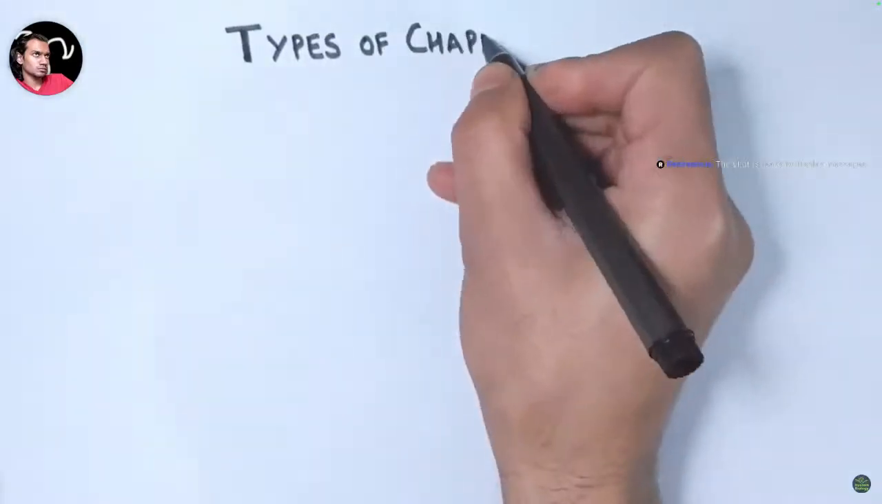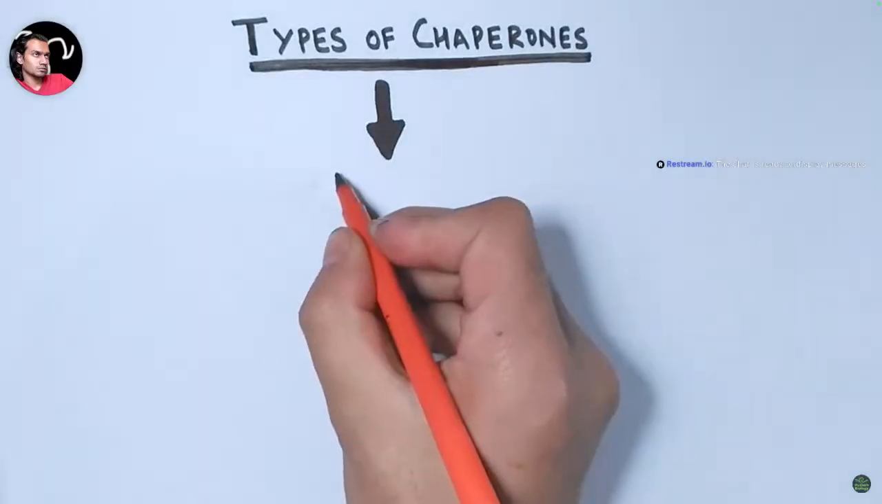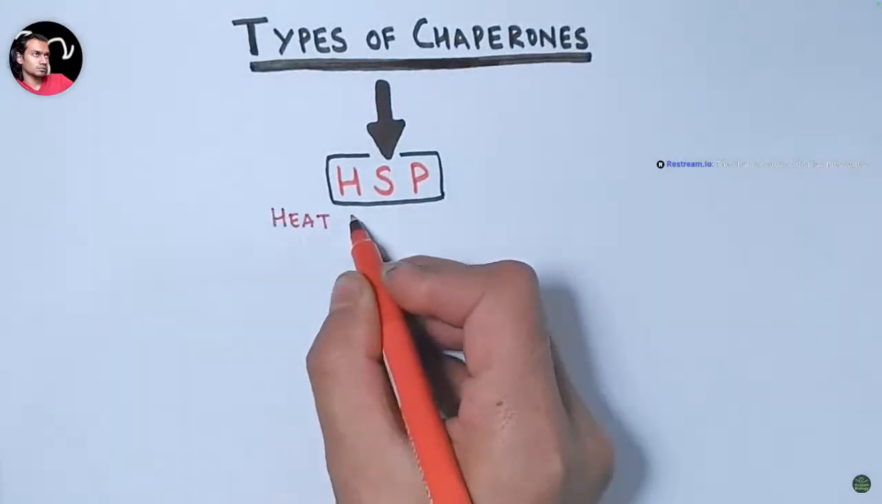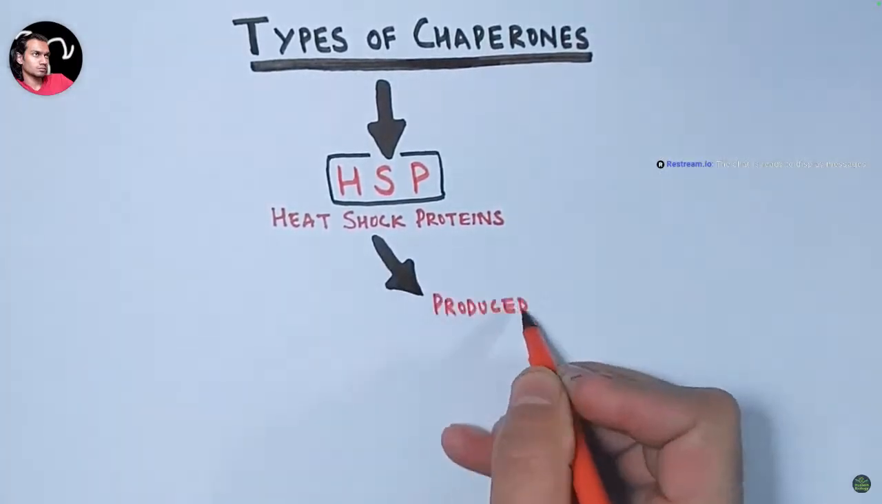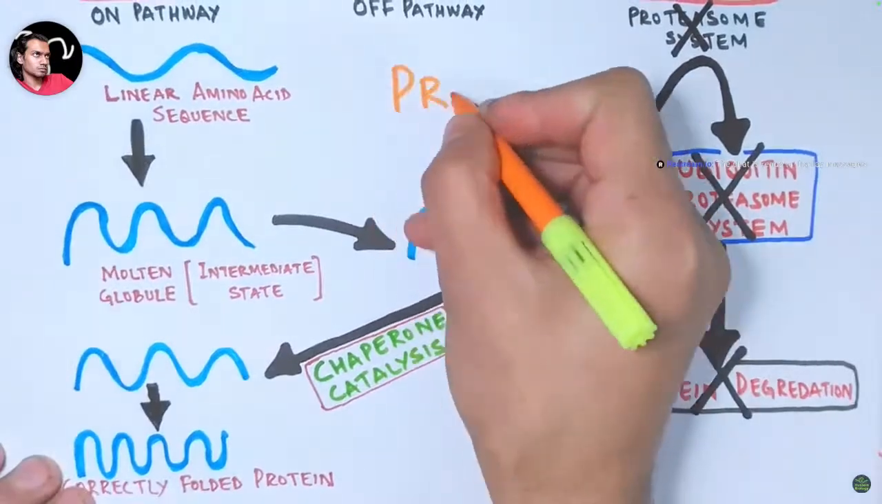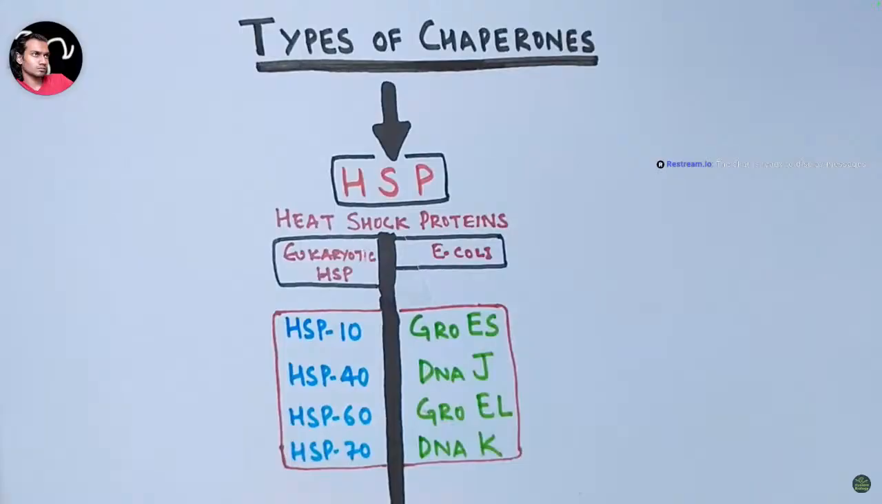Now let's see the types of chaperones. The majority of chaperones are from a family of HSP, that's heat shock proteins. These heat shock proteins are produced or translated during stress conditions. Same functions but with different names.